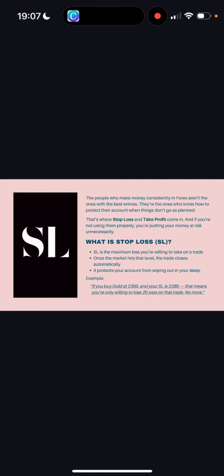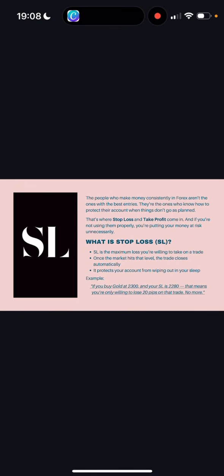So what is stop loss, aka SL? SL is the maximum loss you're willing to take on a trade, right? The maximum loss you're willing to take on a trade. Once the market hits this level, the trade will close automatically, protecting your account from wiping out in your sleep.